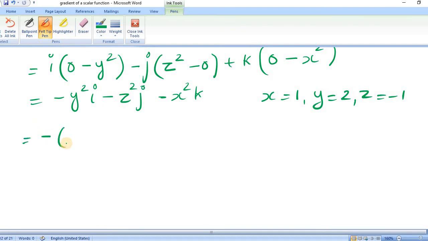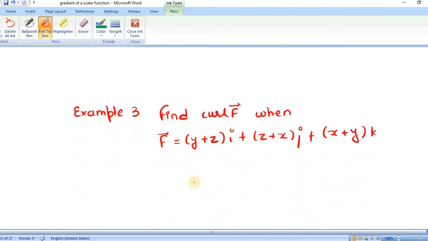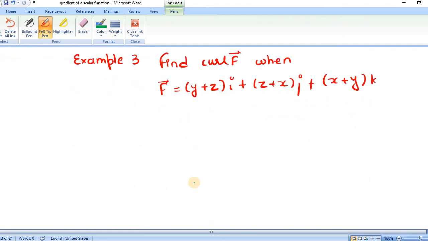So this is minus of y, which is 2, so 2 square i, then minus of z square, which is minus 1 square j, then minus of x square, which is 1 square k. So this is coming minus of 4i. Here we have minus of j, and here we have minus of k. So this is our final vector and the answer. This is curl of f at the given point. Let us see one more example, and the last example for today.